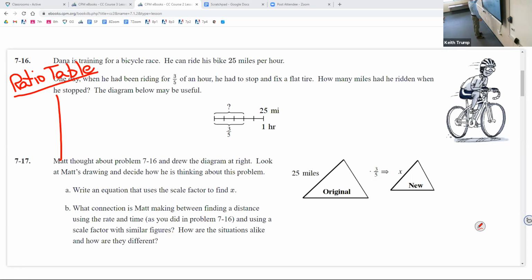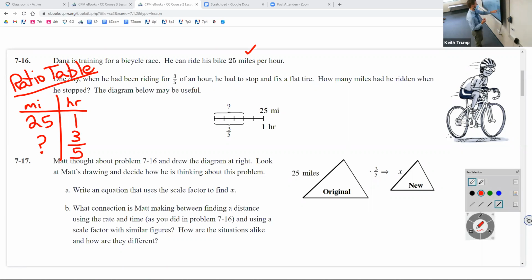then I'm going to have two columns. One column is going to have miles. The other column is going to have hours. If I know that 25 miles per 1 hour is one piece of the ratio table, I also know that he rides 3/5 of an hour. And we're trying to see how many miles that would be in 3/5 of an hour, okay? Now, thinking about a ratio table, how do I go from 1 to 3/5?